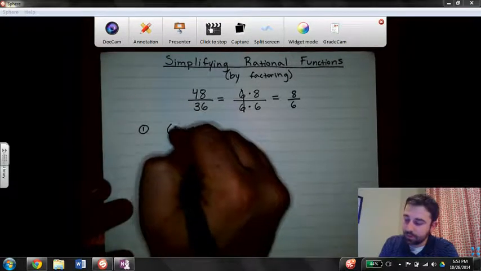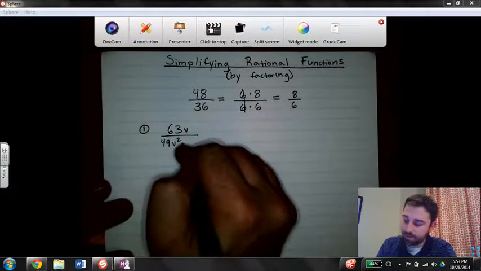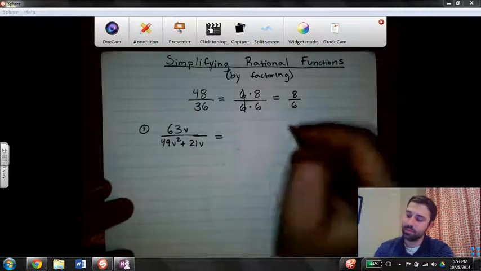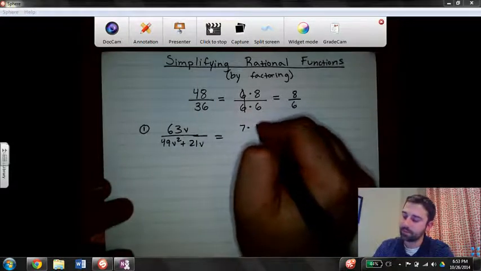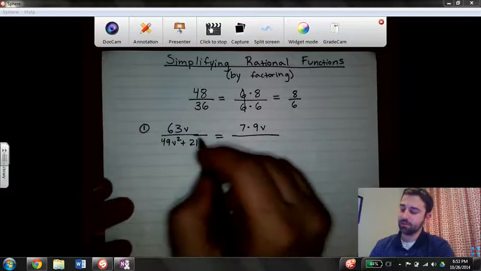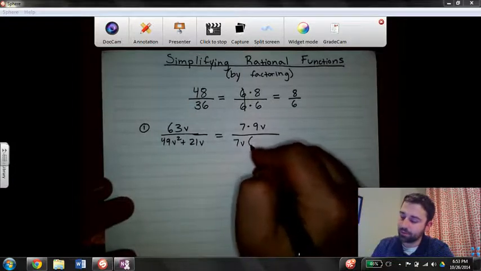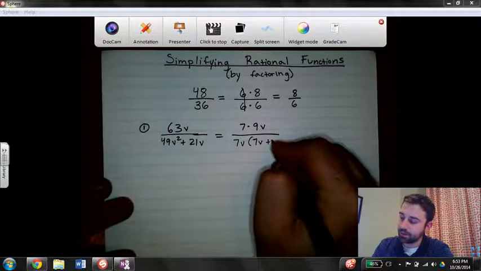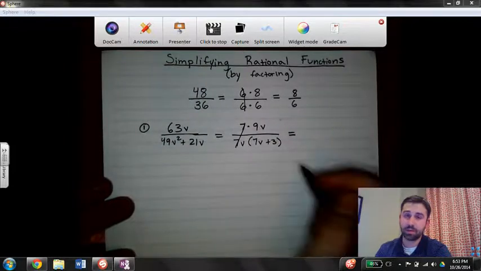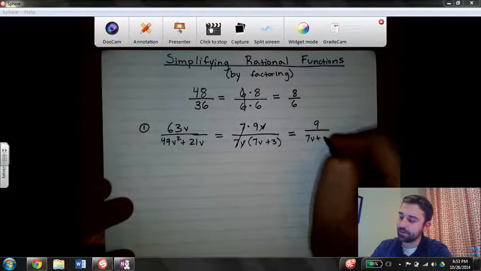So looking at the function or expression 63v divided by 49v squared plus 21v. 63 can be broken up into 7 times 9v, and the denominator can be factored using factoring out a greatest common factor. I can factor out a 7v from both terms, leaving me with 7v plus 3 in parentheses. Both of my 7's will reduce down to 1, so cancel, and so will the v, leaving in the numerator 9, and in the denominator 7v plus 3.